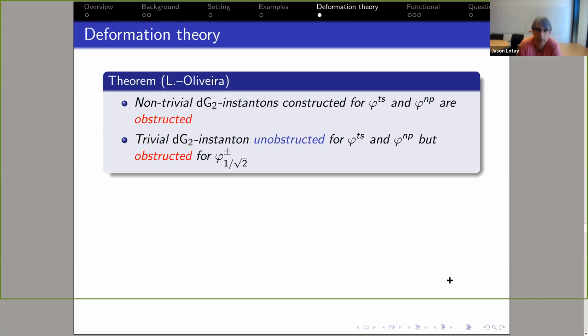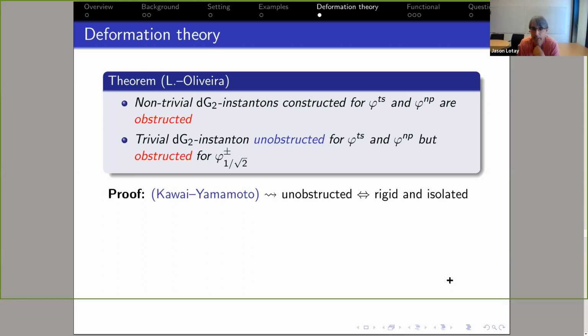So where does this result come from? Well, it's work by Kawai and Yamamoto, who studied the deformation theory of DG2 instantons. They showed in the nearly parallel case and in the torsion-free case, it's unobstructed if and only if it's rigid and isolated. So that sorts out everything apart from the t = 1/√2 situation.